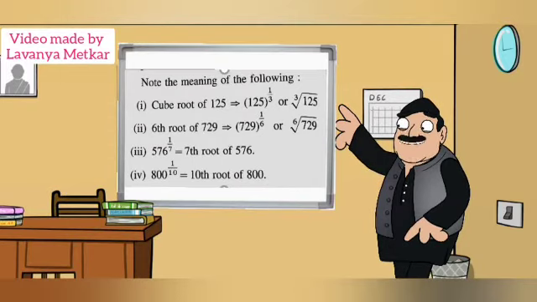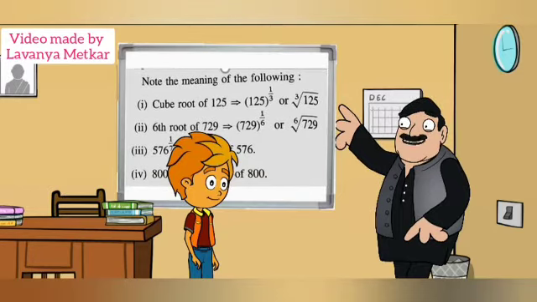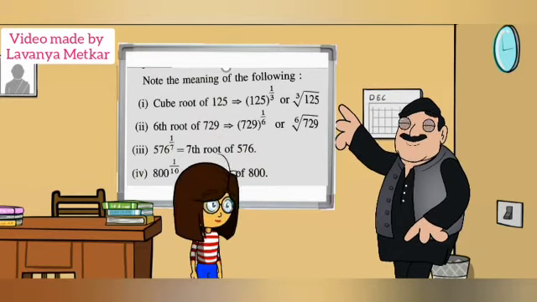Let us take some examples. So, Rohan, can you come and tell me the answer of the first sum? The first question is, you have to tell the cube root of 125. Yes, sir. The cube root of 125 is 125 raised to 1 upon 3. Can you tell me the second sum answer? The second sum is, you have to tell the sixth root of 729. Yes, sir. The sixth root of 729 is 729 raised to 1 upon 6.